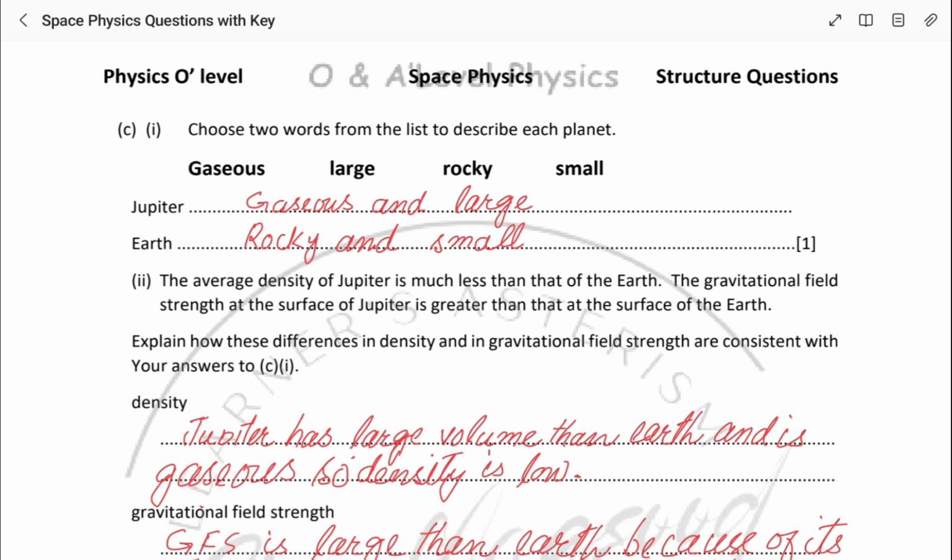Part 2. The average density of Jupiter is much less than the Earth. The gravitational field strength at the surface of Jupiter is greater than that at the surface of the Earth. Explain how these differences in density and in gravitational field strength are consistent with your answer C1.